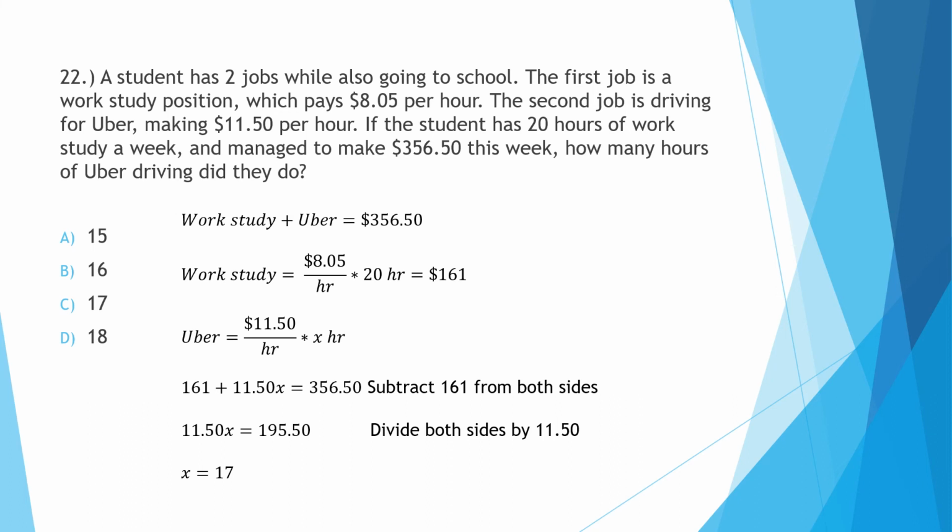So we can plug in the information that we do know and make an equation out of this. We know our $161 from work-study plus $11.50 multiplied by some unknown amount of hours from Uber must generate $356.50. Isolating our variable term of 11.50x by subtracting 161 from both sides will give us 11.50x is equal to 195.50. Dividing both sides by 11.50 gives us x is equal to 17. So we worked 17 hours for Uber that week.